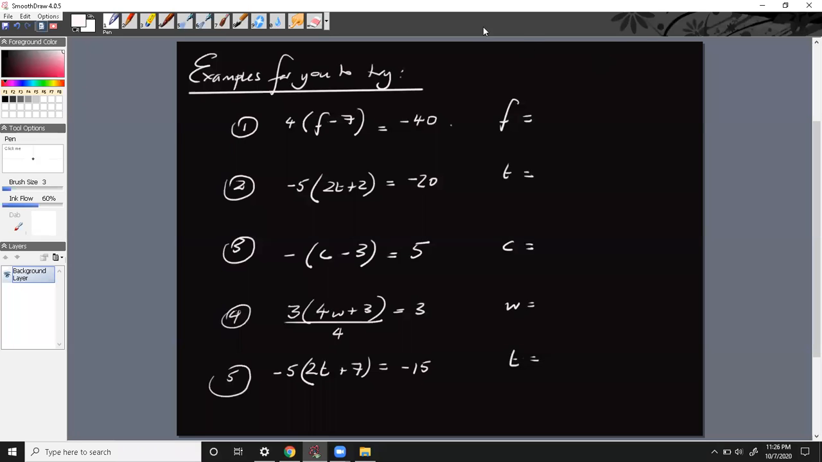Okay, so here's some examples for you to try. Be very careful with your positive and negatives, and pause the video and come back to check the answers. Okay, so those are your answers. So I hope you got on well with those.